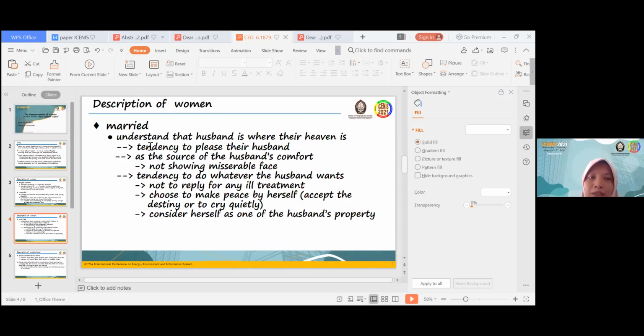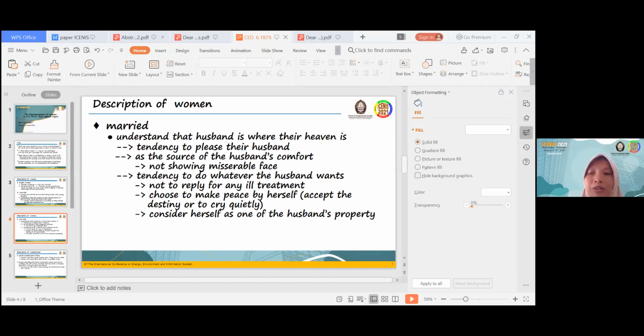Next, married women should also understand that the husband is where their heaven is. Because of this, there is a tendency to please their husband in whatever aspect. In this novel, it clearly mentions that Sri is dancing not only for herself, not for her career, but to please her husband and as a source of the husband's comfort. That's why women should not even be allowed to show a miserable face. They have to look happy in front of the husband. There is also a tendency to do whatever the husband wants because of that concept.